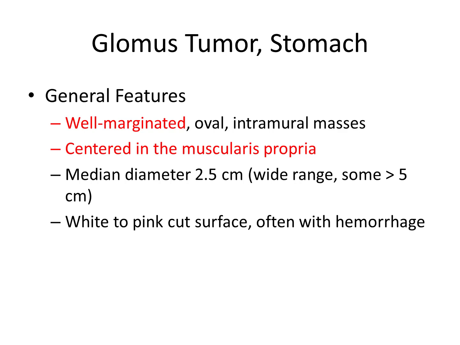The tumors are well circumscribed and centered in the wall of the stomach. The median size is around 2.5 centimeters. The tumors have a white to pink cut surface and often display hemorrhage.